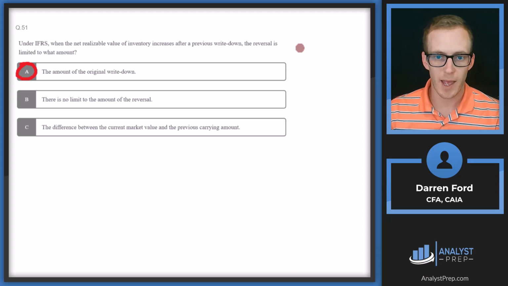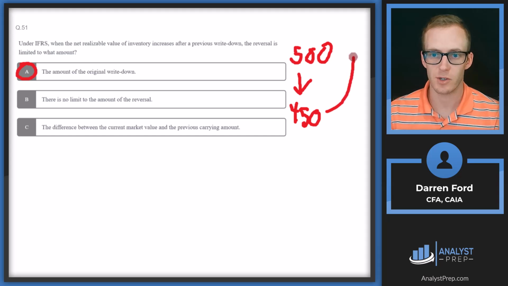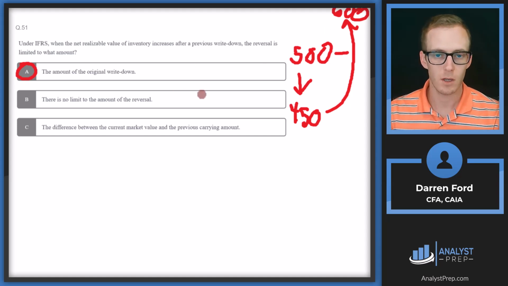So for example, if we had 500 value of inventory, let's say, and this fell to 450, and then let's say later on we revalued this and it turns out it's actually worth 600. We cannot write this up all the way to 600. We can only write it up to 500. And so for that reason, we will go with answer A.